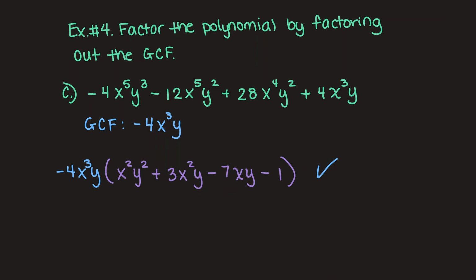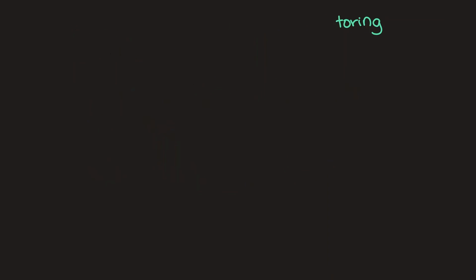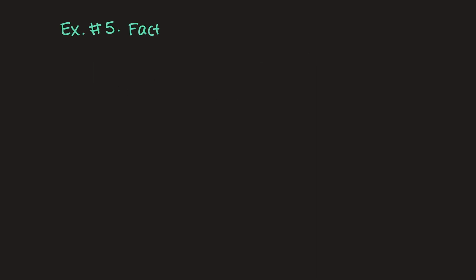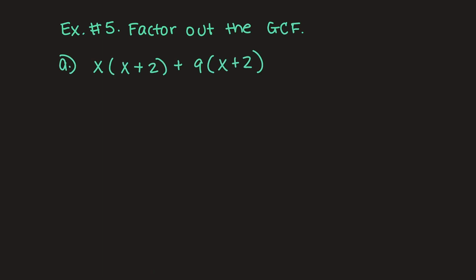Okay, so far the GCF has been a monomial, or one term. Sometimes the GCF is a binomial, or two terms. So let's go over an example of such a case. So for example 5, we want to factor out the GCF. Notice how these two terms have x plus 2 in common. This will be our GCF that we factor out. So we factor out the GCF x plus 2 and write what remains next to it in parentheses. We have now factored out the GCF.